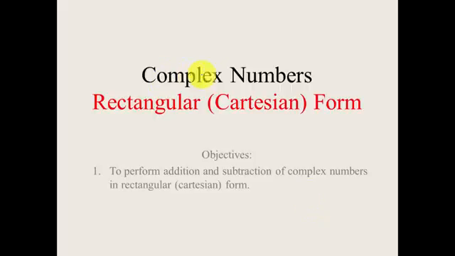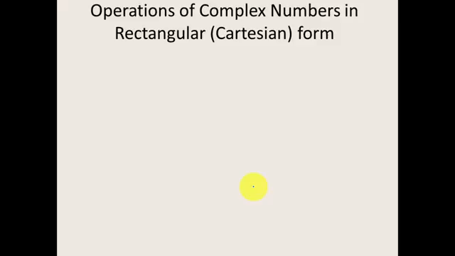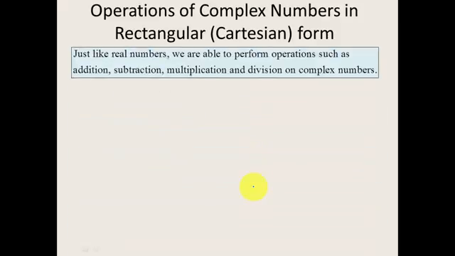We will continue to learn about complex numbers in rectangular or Cartesian form, and the objective of this video is to perform addition and subtraction of complex numbers in rectangular or Cartesian form. Just like real numbers, we are also able to perform operations such as addition, subtraction, multiplication, and division on complex numbers. Let's start with addition.